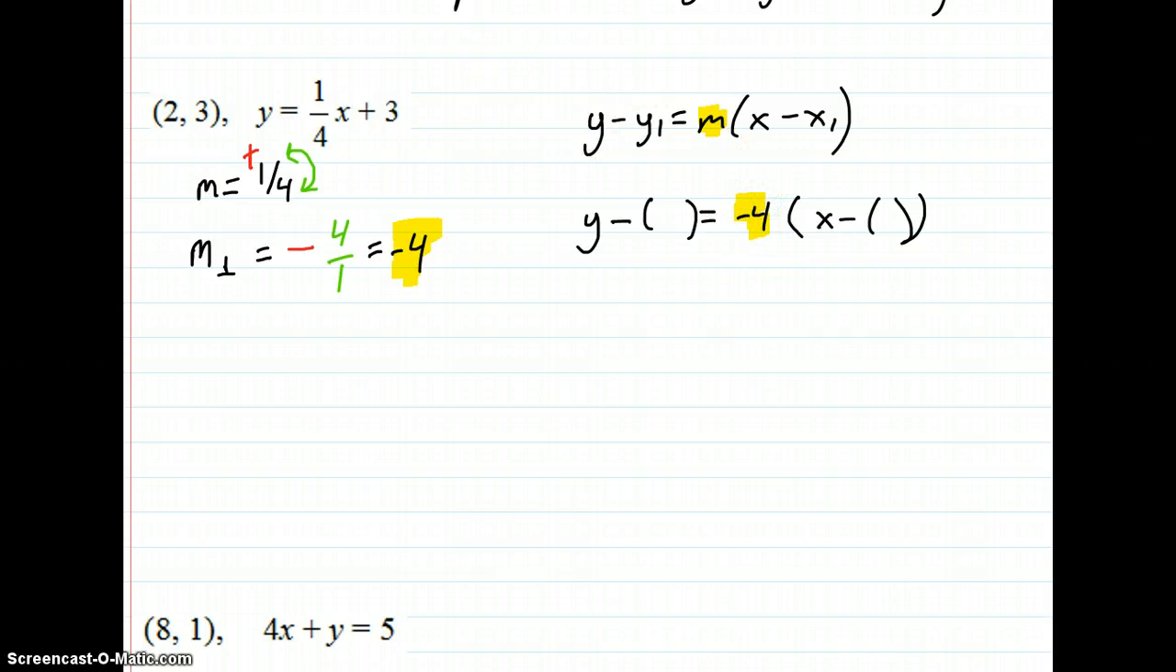Now we're going to plug in our x value. Our x1 is going to go here. So this is our x1 value, just 2, I'll write it so you can see it, 2. And then our y1 value is going to be this one, and so that's going to go here. So this is kind of just like what we did yesterday.